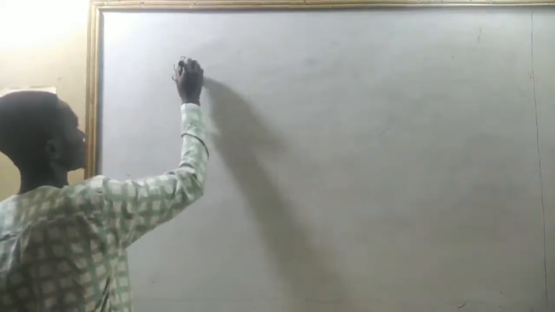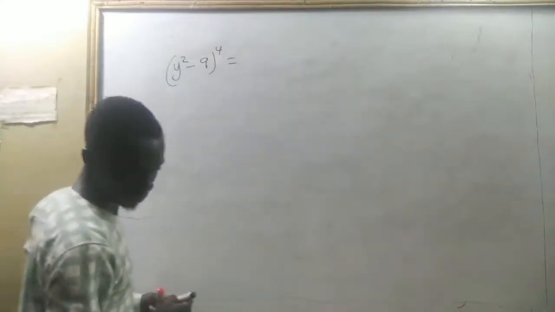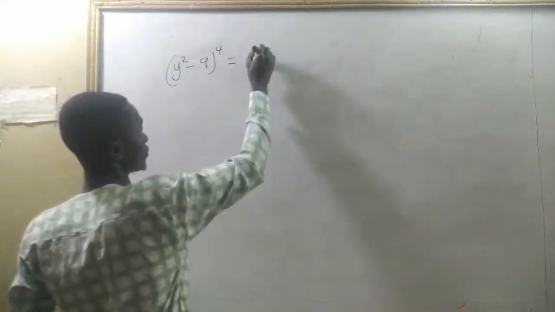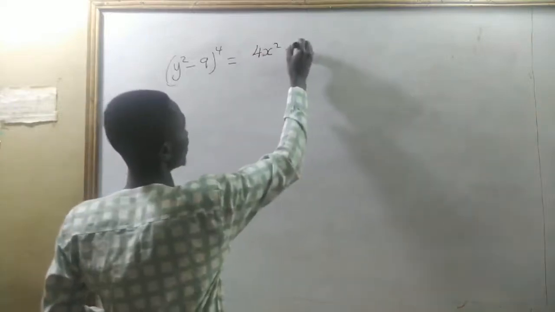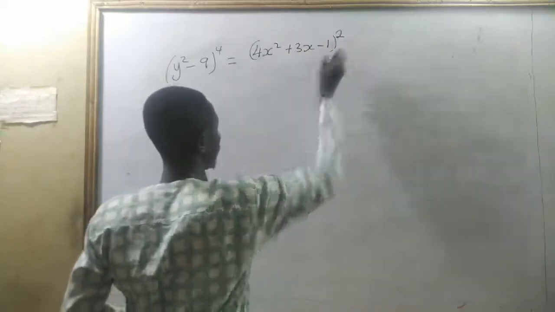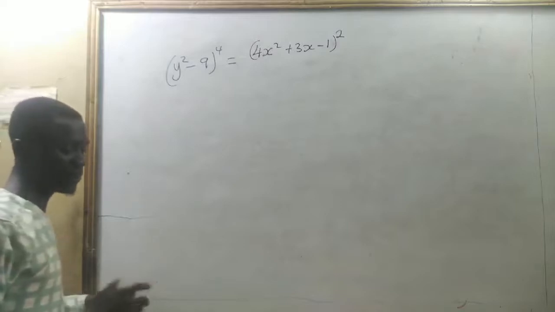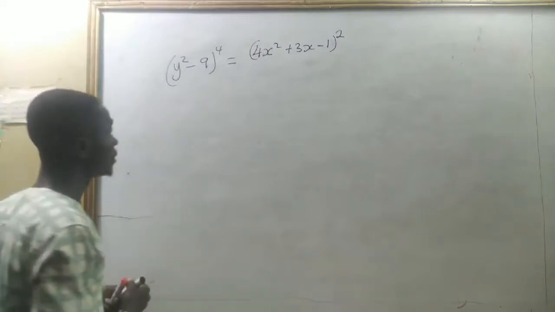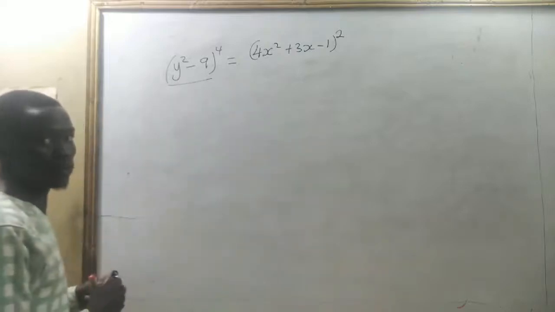So the next one we are going to consider is y squared minus 9 to the power 4 is equal to 4x squared plus 3x minus 1, all squared. So here we are going to differentiate this implicitly with respect to x. So what do we do? Here we are going to use the chain rule.